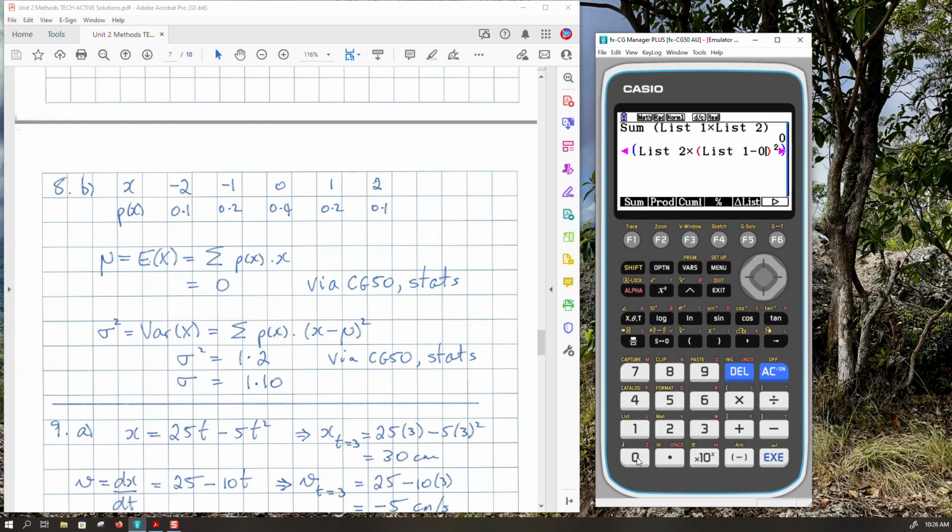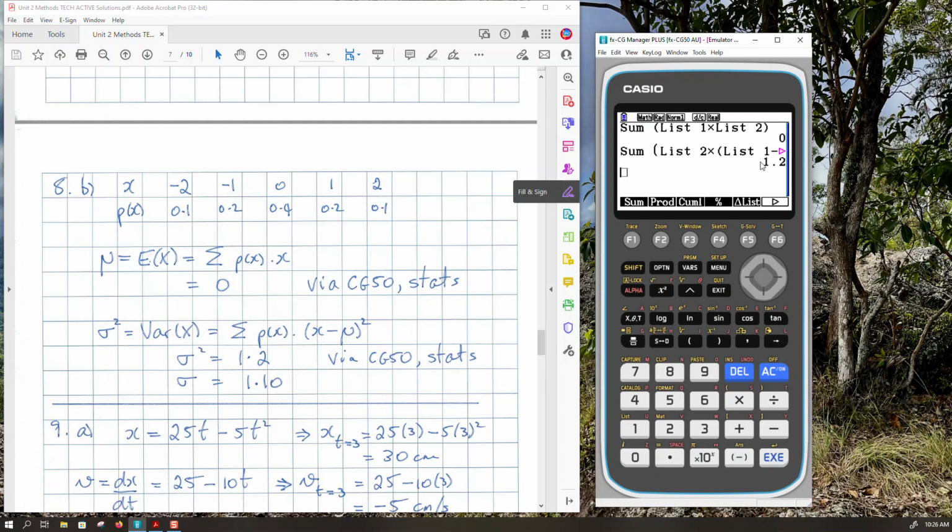Now, not that it will make any difference, but if the mean were not 0, you would have to write subtract whatever value the mean was, and then away it goes. That gives me 1.2. That's what I've got here, 1.2. And that, of course, is the variance. That's our formula for variance. The square root of that number is the answer for standard deviation.